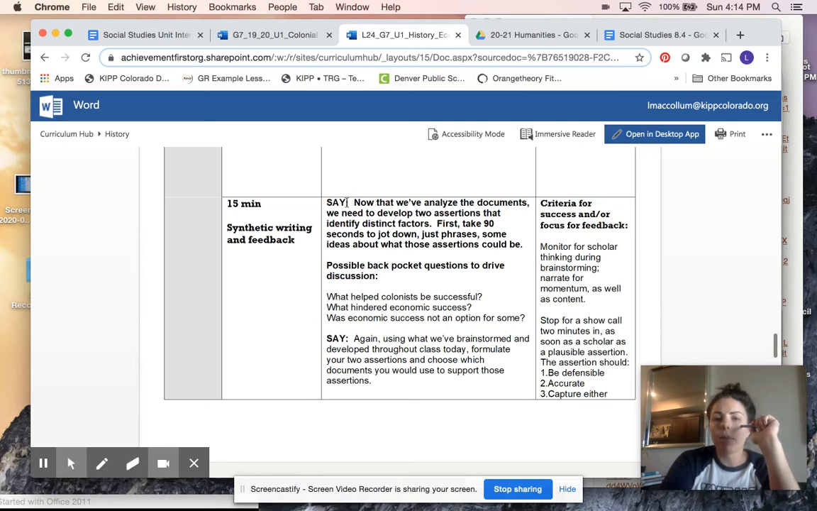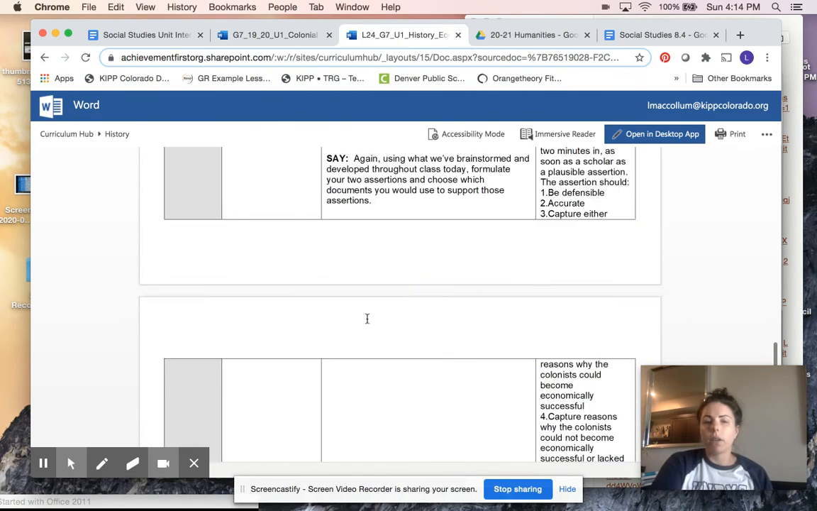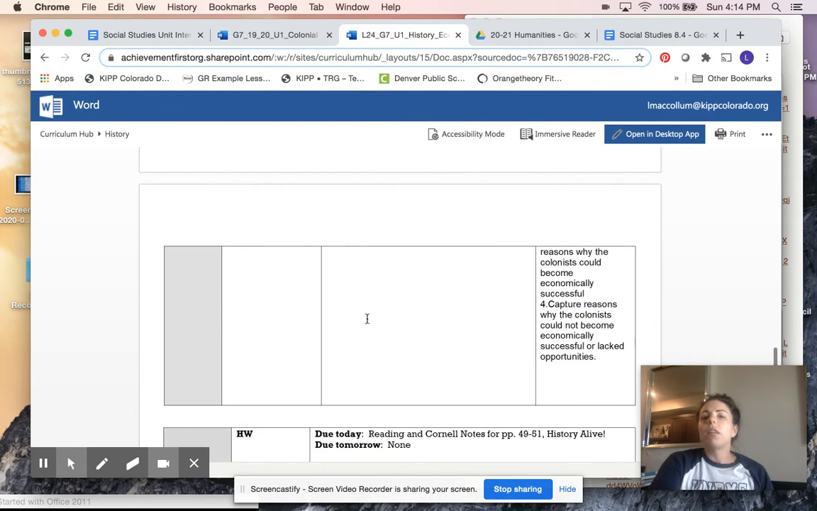Again, the big primary goal, if we're looking at synthetic writing and feedback, is that they're analyzing the documents to develop 2 assertions that identify distinct factors. You might have to go back and look at previous lessons in order to be successful in this. That's okay. This is really, really important. So take the bulk of today to do this piece. Work it out and work it together. And I know it's going to be kind of a struggle, but that's going to help you ID what misconceptions are for kids and how you can organize this.